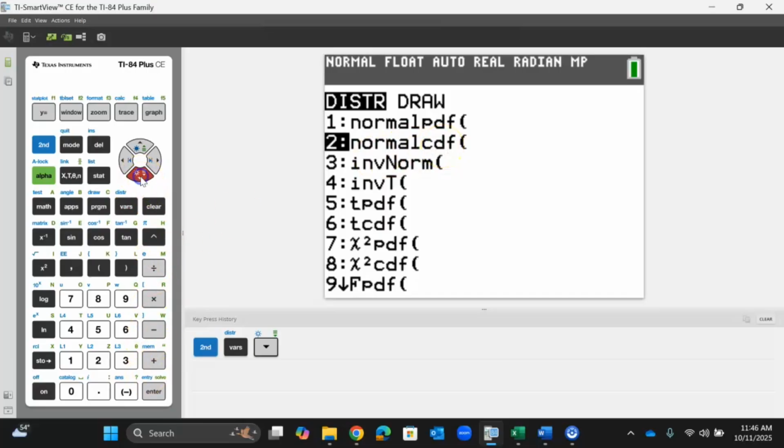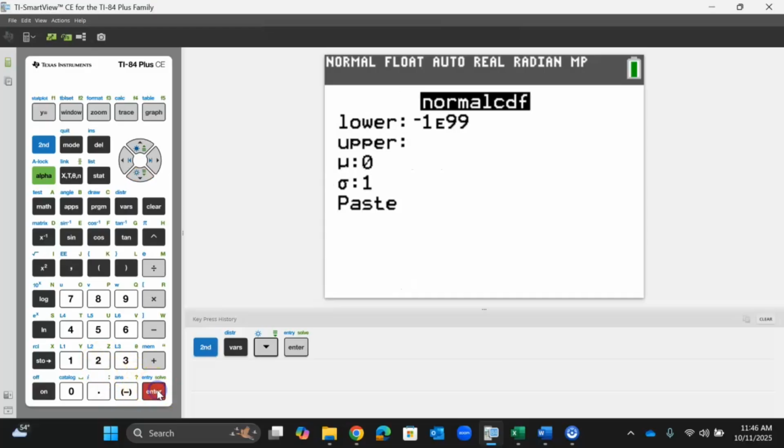So again, you can either arrow down to 2 and then press enter, or you could have just pressed 2 on your keypad. Either way, it will open up the window that you're looking for. So when I press enter, the calculator that I have on my laptop is a little bit more advanced, so it's taking me to a place for me to list everything. If you have an older version of the calculator, it's just going to carry the normal CDF function to your home screen. There will be an open parenthesis, and then you'll just want to enter the numbers for the lower bound, the upper bound, the mean, and the standard deviation in that order and separated by commas.